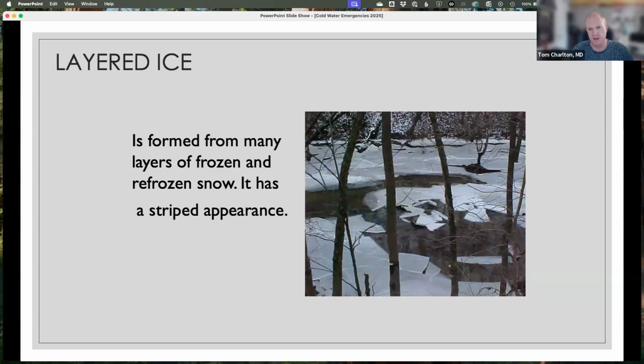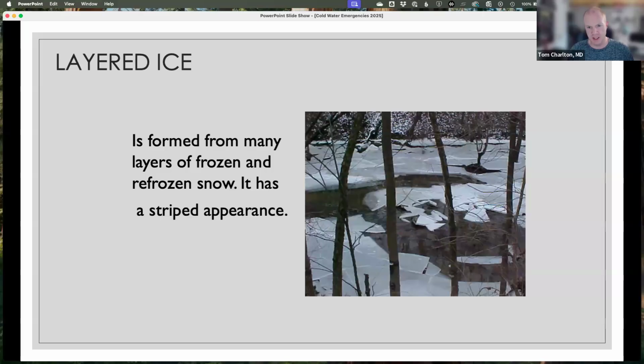Layered ice is typically found where you've got water movement and it's various sections of ice that have broken apart and are now kind of clustered up and layered up on top of one another. It'll have sort of a striped appearance, almost like that snow ice appearance. This is dangerous as well because again, it's not one big ice crystal. It's multiple different layers that are not necessarily connected all that well.